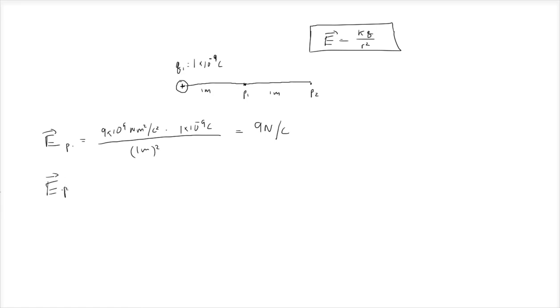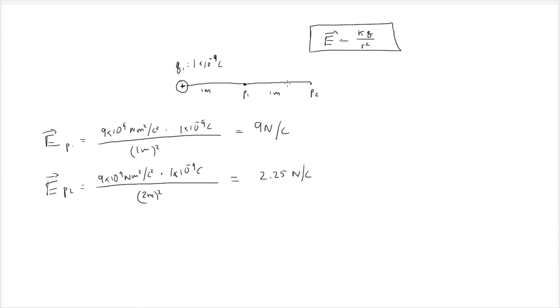So the electric field at P2 is K, again 9 times 10 to the 9 newton meter squared over coulomb squared, times Q, 1 times 10 to the negative 9 coulomb, and now it's divided by 2 meters squared. And that gives us 2.25 newtons per coulomb. And you can see that at P2 the electric field is weaker because it gets weaker as you get further away.